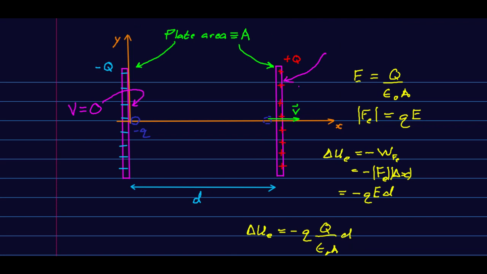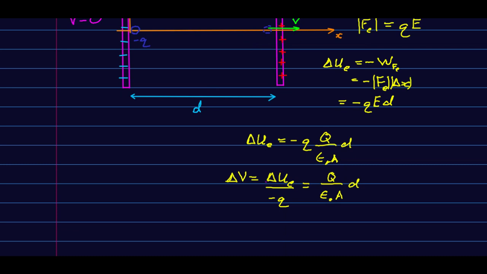It has to get higher as we move towards the positive plate, right? Potential is always high near positives and low near negatives. And this one came out to be Q over epsilon naught A times d. But remember, that's arbitrary where 0 was. I could just as well have called this one 0, and this one would turn out then to be negative Q over epsilon naught A times d. It's the delta V that we actually know. We don't have a choice there.